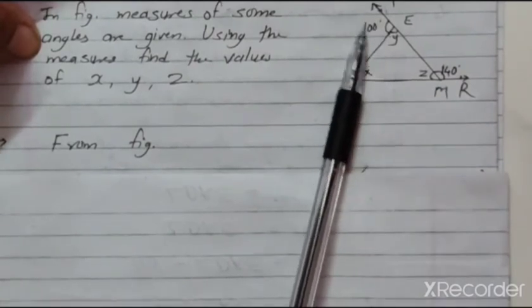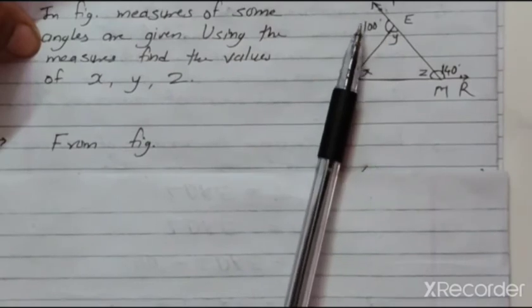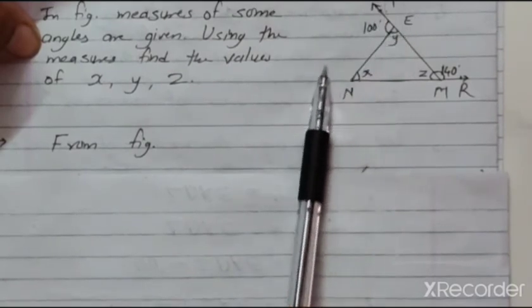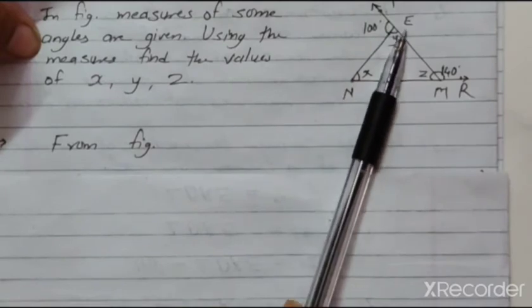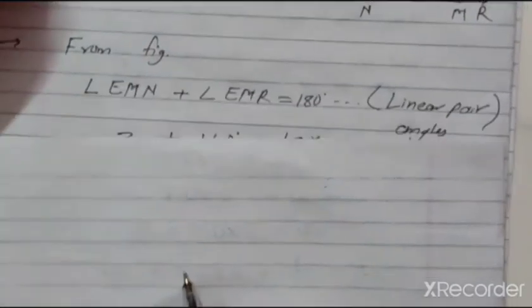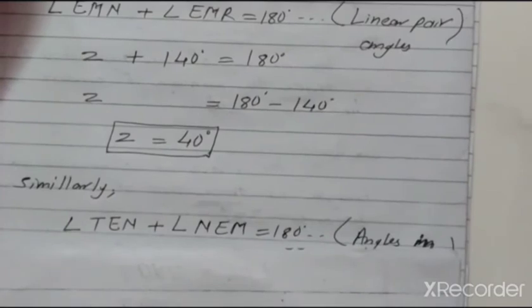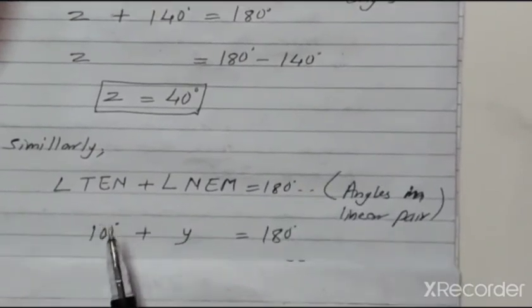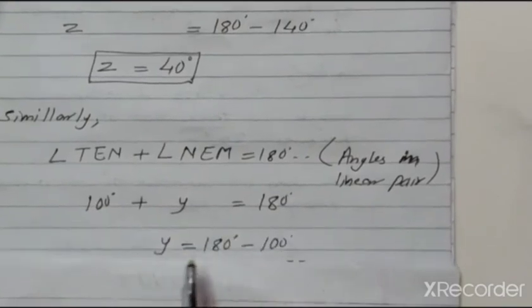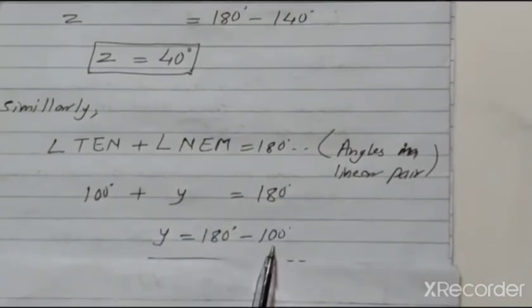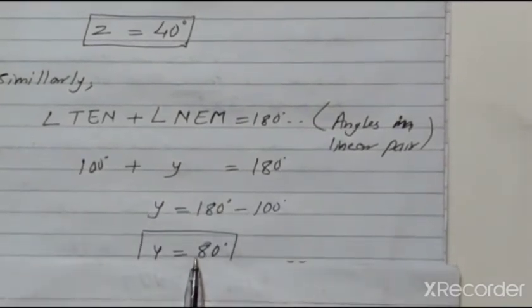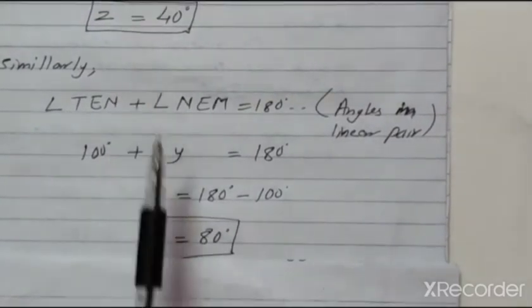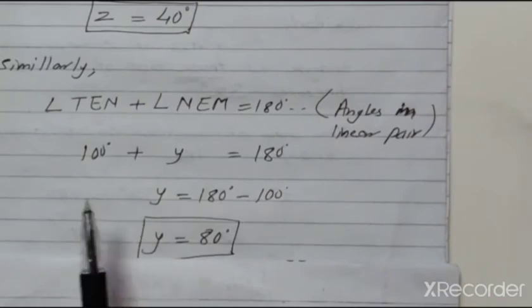Again, by using the same property, both angles are linear pair. So angle TEN plus angle NEM is equal to 180 degree. Now substitute its measure. Take this 100 to the other hand side. It will become minus, and its subtraction is now 80 degree. So here we found these two measures of y and z.